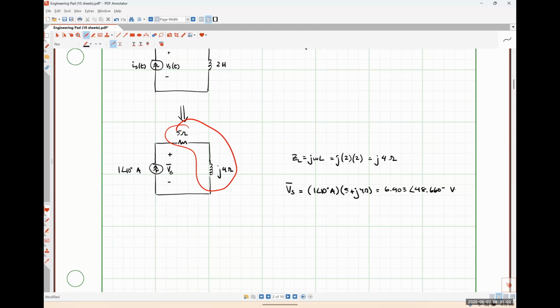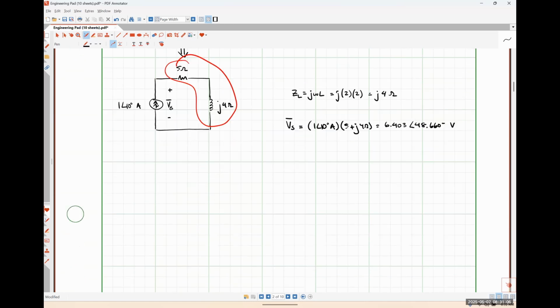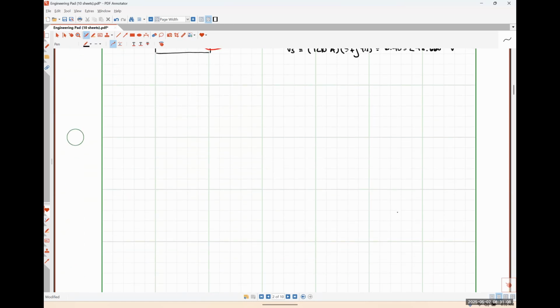Current and voltage division. Okay. So I'm going to make up a circuit here. So let's say that we have the following circuit.